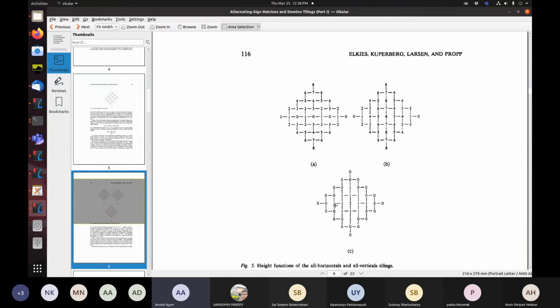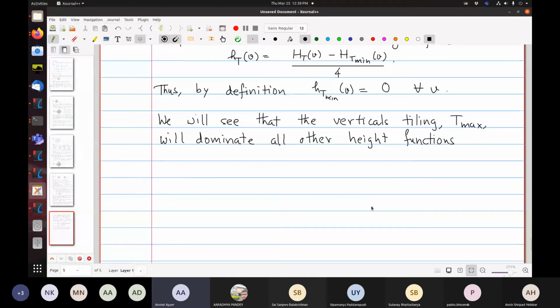So just to go back to this example, the computer has become very slow for me. This is the reduced height function for the all vertical tiling. Okay, and you can see what's going on. The boundary is always 0, of course, because it's the same. And here you can see it's all positive numbers. Okay, so we'll prove that step by step. Now, is ht a non-negative function? It's not obvious right now, but yes, we'll show that.